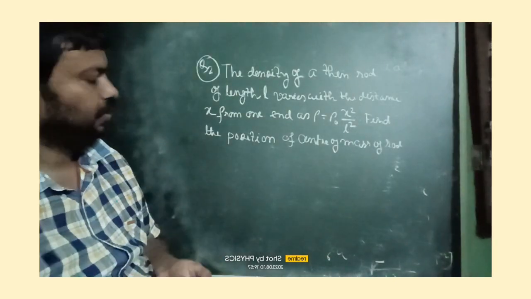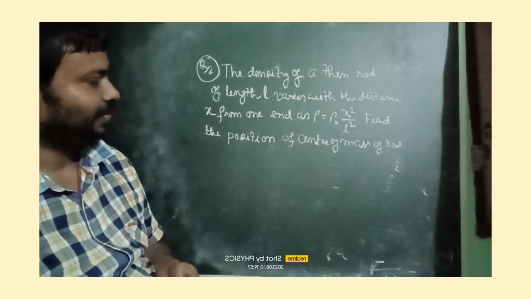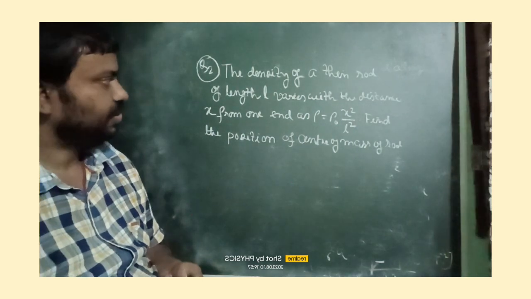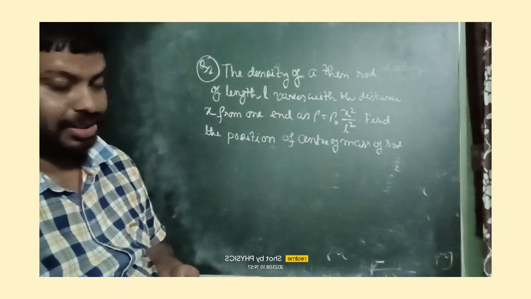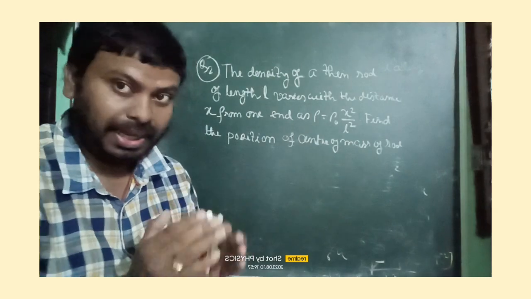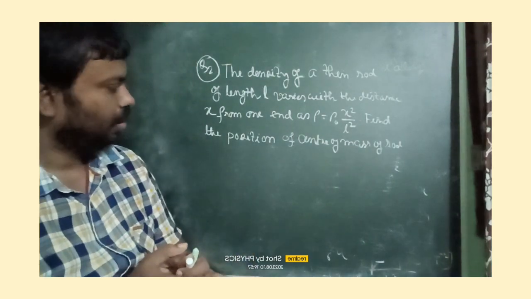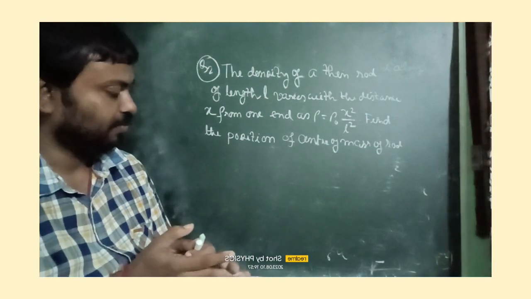To solve another typical problem: the density of a thin rod of length L varies with the distance x from one end as rho equals rho 0 into x square by L square. Find the position of the center of mass.